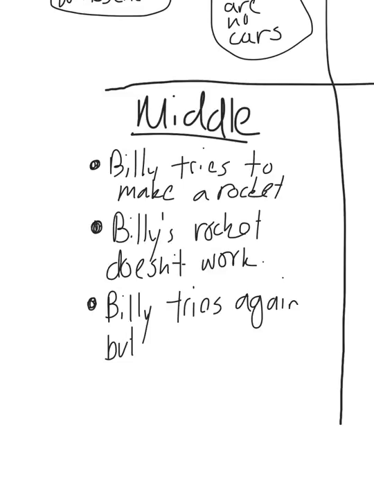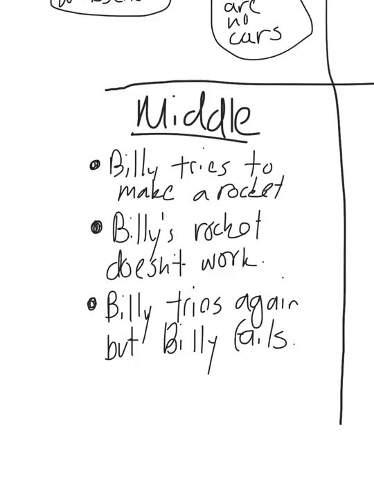But Billy fails. So he tries 2 times to make a rocket to get to the moon, but he fails on both of those. This is what happens in the middle. And the middle is really the problem. And this is when Billy should be getting frustrated and irritated and trying to overcome his problem, but he doesn't do it.